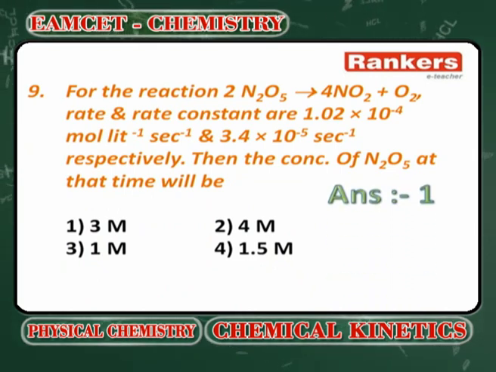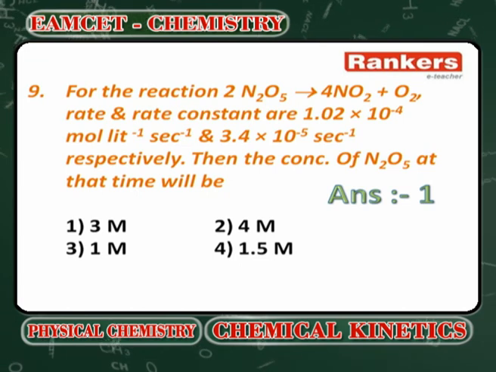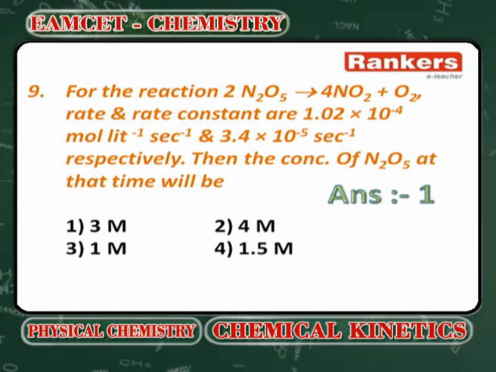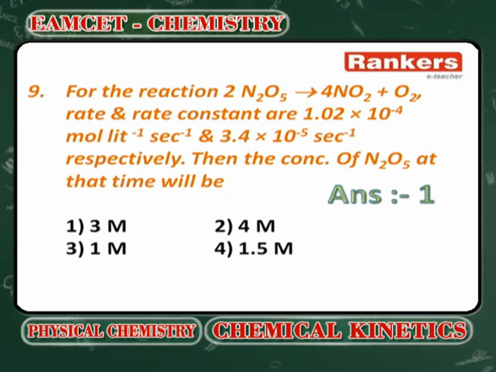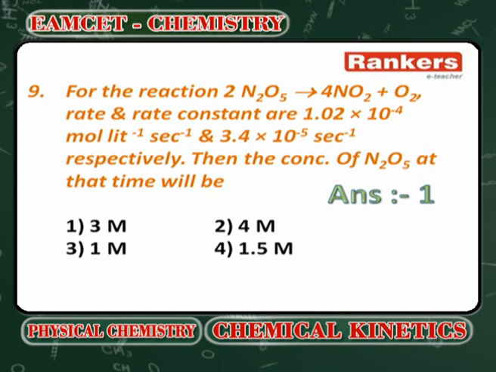For the reaction 2N2O5 gives 4NO2 plus O2, the rate and rate constant are given. Then how to find the concentration? We have to first ascertain the order of the reaction. How to ascertain the order of the reaction? From the units of the rate constant. What are the units for the rate constant? Second inverse, that is time inverse.